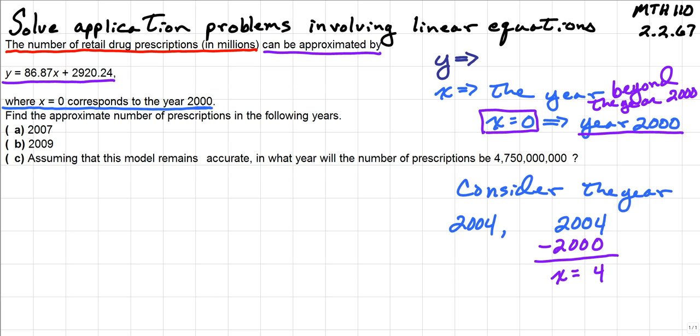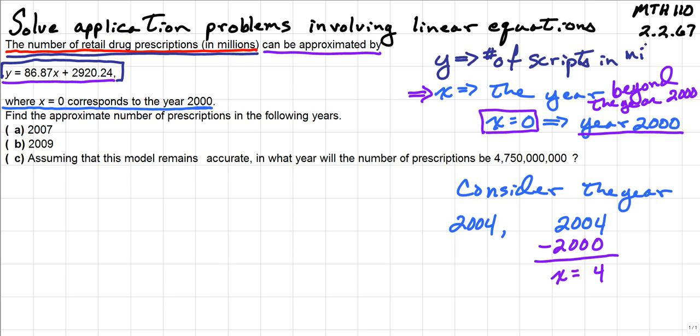So x is going to represent the number of years beyond the year 2000. Let me write that down. So you'll see that I've written that down. So we know that x is going to be the years beyond the year 2000. But what does that mean that y is going to be equal to? Well, in this case, we're going to go back to what we originally said. The number of retail drug prescriptions in millions can be represented by this equation, which means that y is going to be the number of scripts in millions.